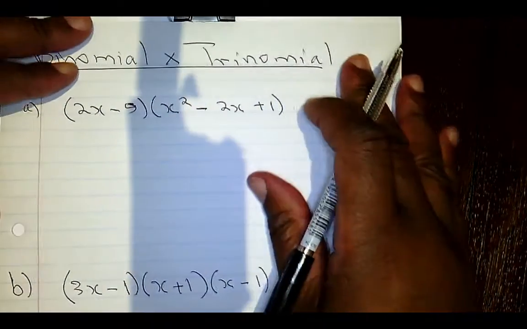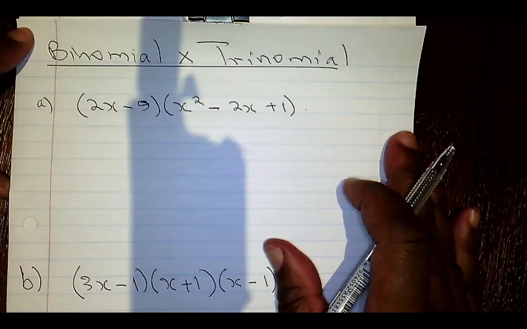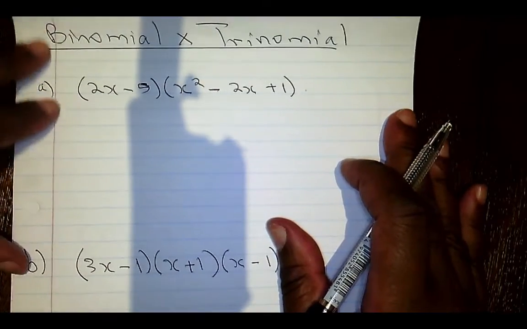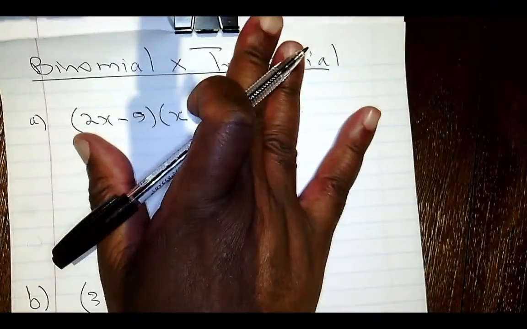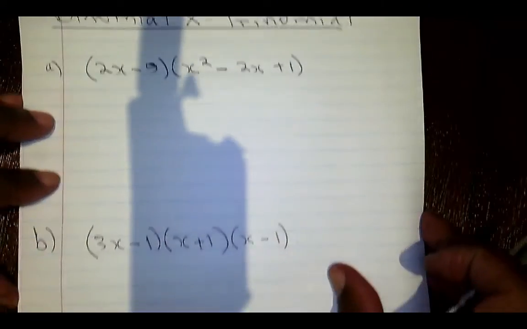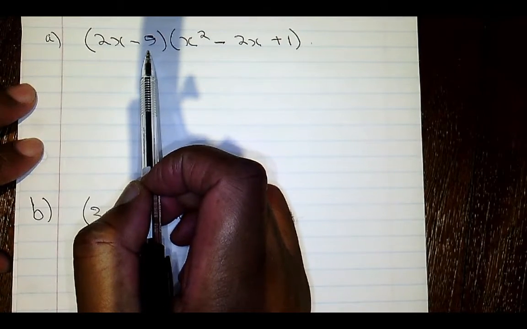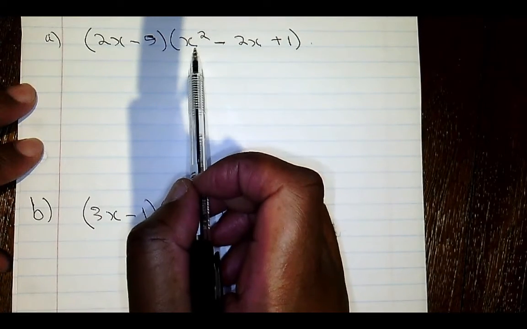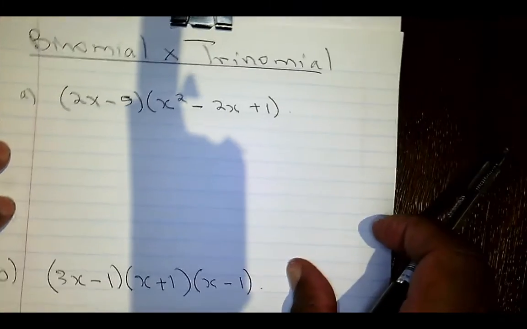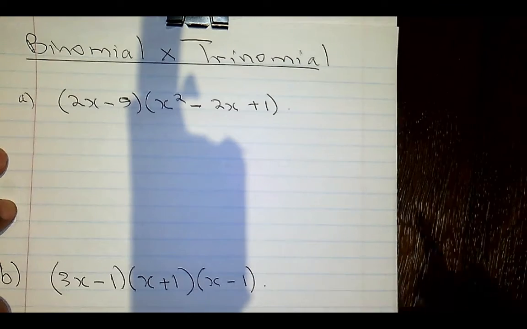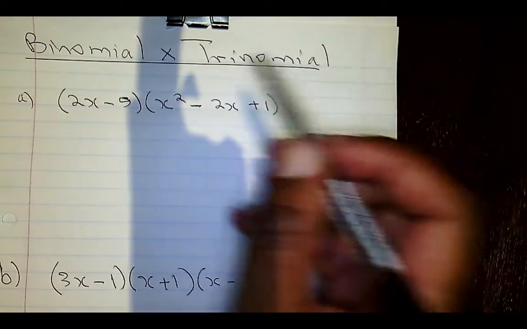The last thing I want us to look at is multiplying a binomial by a trinomial. So 2x minus 5 is a binomial expression. Then x squared minus 2x plus 1 is a trinomial. So how do you multiply this? I think the quickest way is to do this.